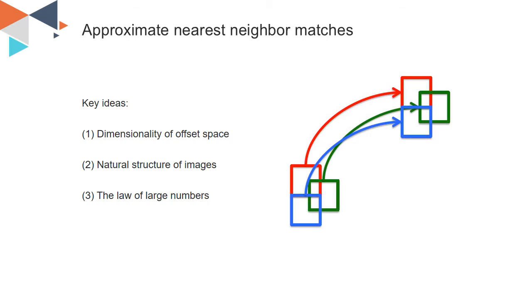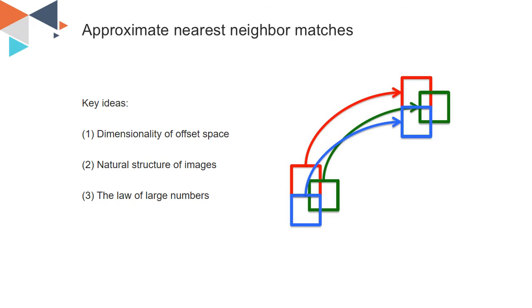And the natural structure of the image is the second idea. The independent search for each pixel ignores the natural structure in the image. However, the neighboring pixels usually have coherent matches. Thus, we can improve efficiency by performing searches for adjacent pixels rather than all pixels.